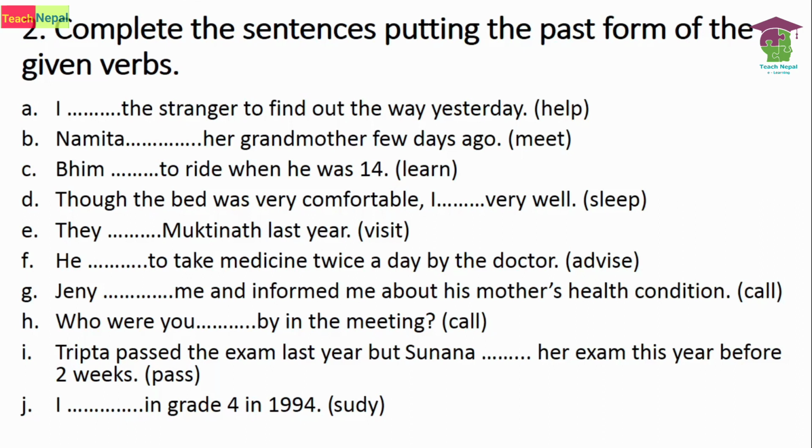Number F, he did it to take medicine twice a day by the doctor, right? So here it's somehow, अब हामीलाई के थाहा हुन्छ, बाई प्लस एजेन्ट आएको केसमा चाहिँ यसलाई हामीले चाहिँ प्यासिभ सेन्टेन्स बनाउनु पर्ने हुन्छ, राइट? So he was advised to take medicine twice a day by the doctor.